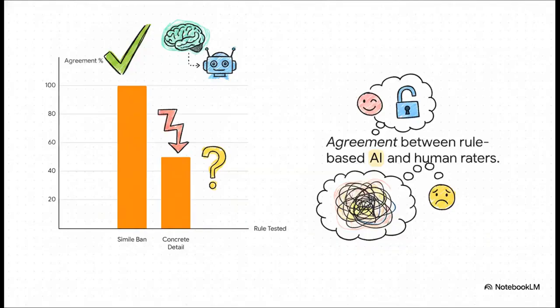Because this isn't just theory, guys. We have to look at the actual laboratory results. In a massive test across 120 scenes, the simile ban rule worked flawlessly. It showed 100% agreement between a rule-based AI detector and human raters. So, highly functional, highly measurable.